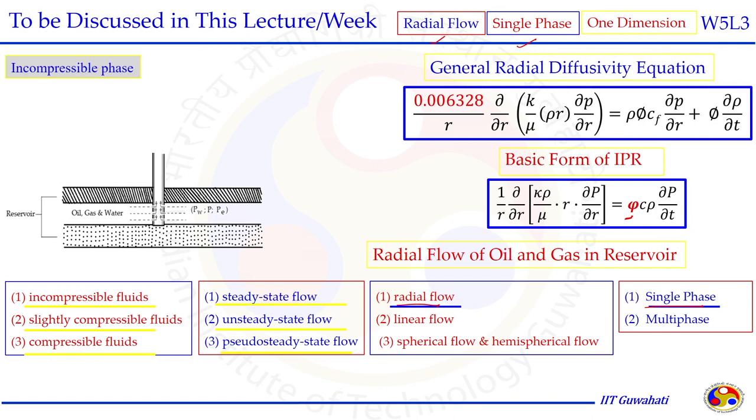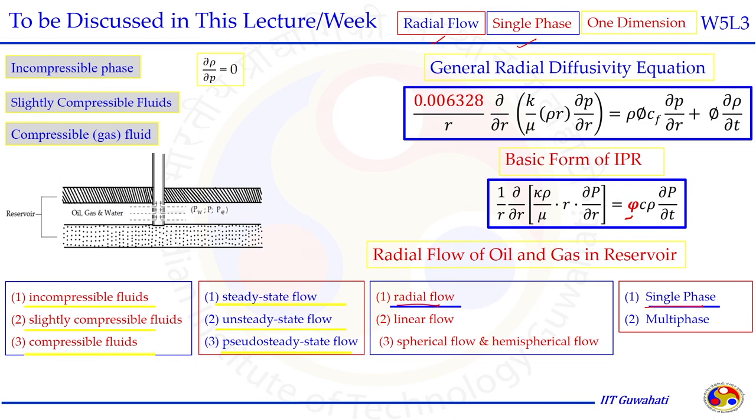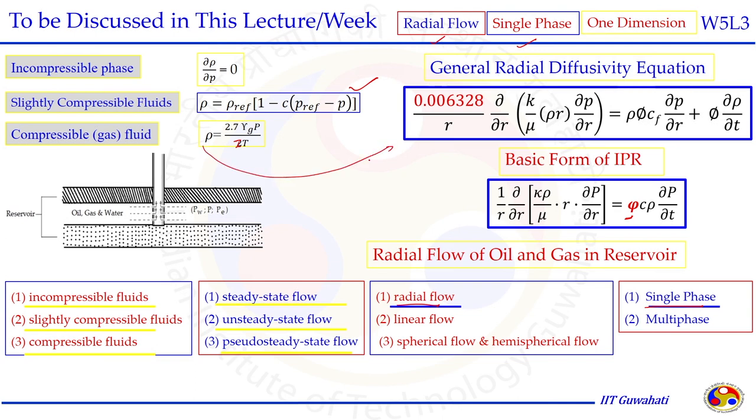In the case of the fluid, it could be incompressible, slightly compressible or compressible. For an incompressible fluid, the change of density with respect to pressure is zero. A slightly compressible fluid has a linear relationship with respect to pressure and can be expressed with this formula. This we already discussed in previous classes. A compressible fluid is a little more complex, where the density is a function of pressure and temperature, and the compressibility factor Z also appears. So wherever we get rho in the expression, whether in the radial diffusivity equation or the basic IPR equation, we need to replace rho with this expression.